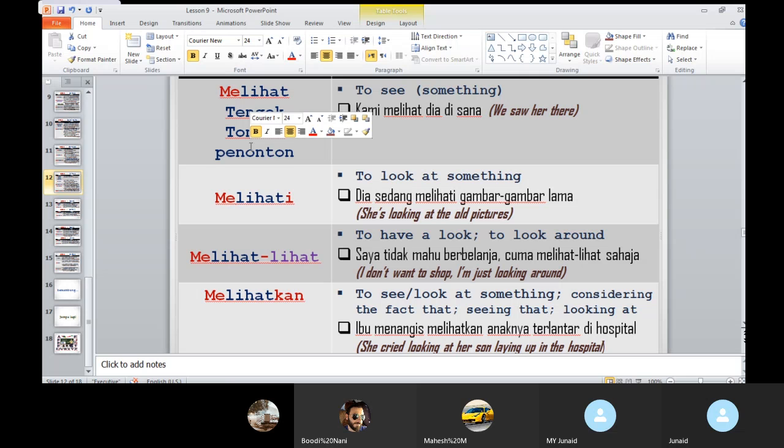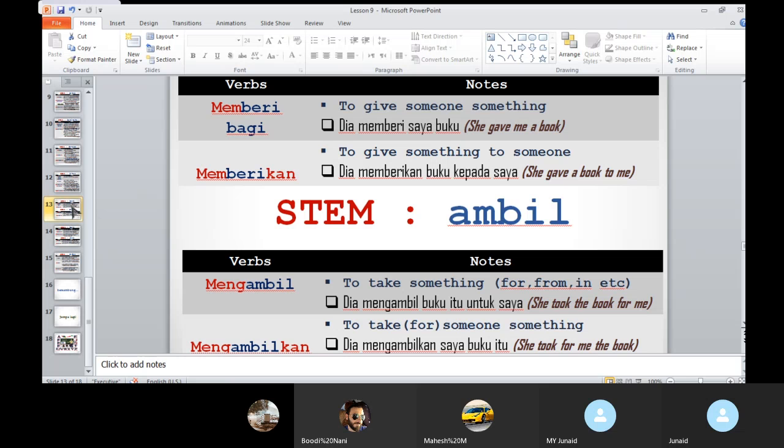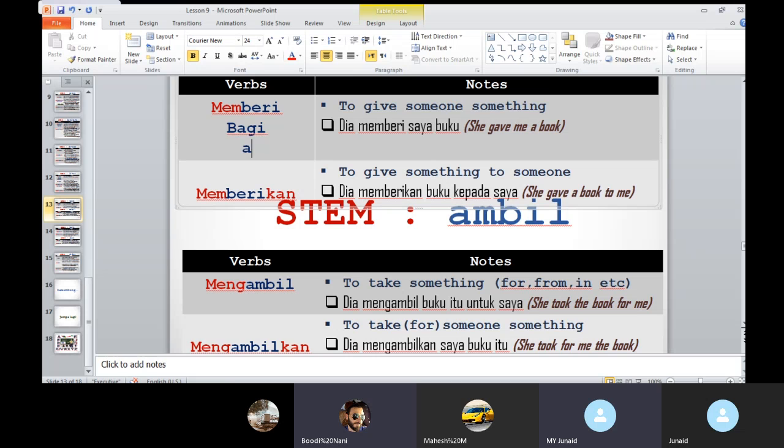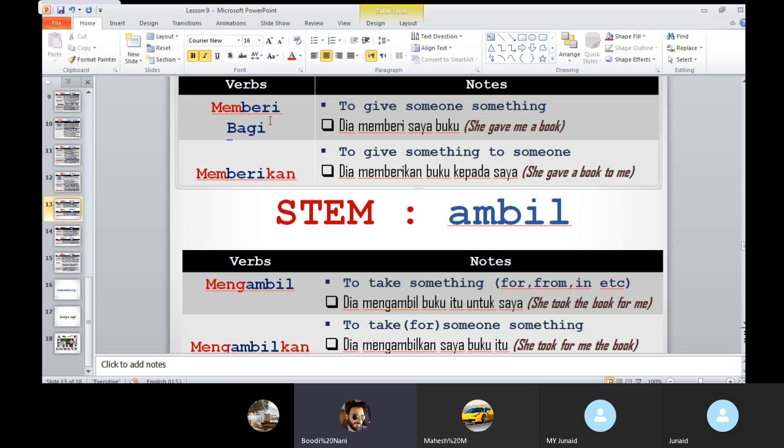Also for bagi, can we say angkat? Angkat means to carry. Oh, to carry something. Oh, not to give or to take. Oh, okay. Angkat. To carry. Tolong angkat saya. Please carry me. Angkat. Okay.